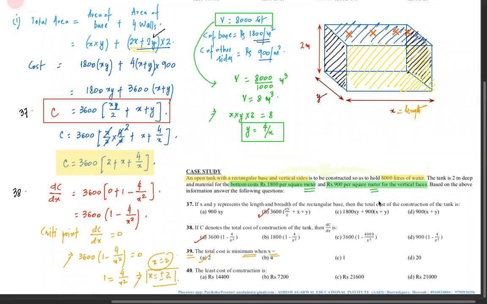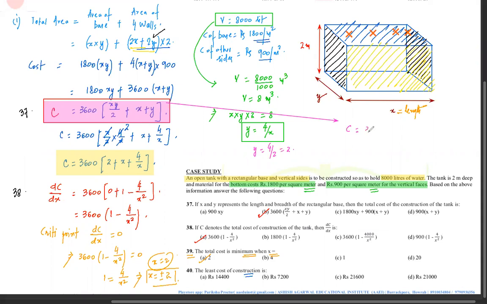Now, the last question is find the total least cost of construction. तो हमें क्या करना है? Just construction वाले equation में जाना है. This is the construction वाला equation. इस equation में जाकर के हमें value put कर देना है. x के जगह पे हमें 2 put करना है. And when x is equal to 2, our y value is also 4 by 2 is equal to 2.